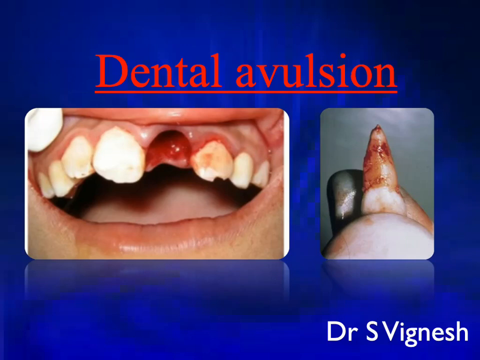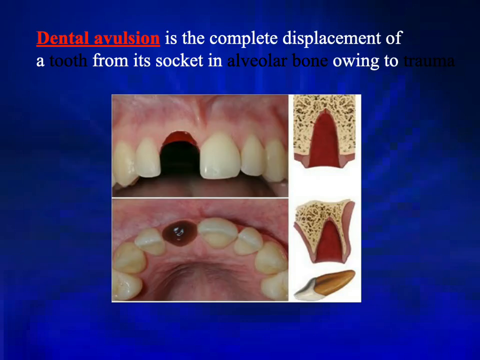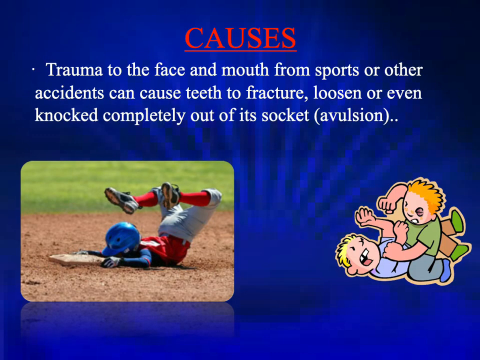Good morning. Today's topic of discussion is dental avulsion. Dental avulsion is the complete displacement of a tooth from its socket in alveolar bone owing to trauma. As said before, trauma is the main etiology for avulsion.